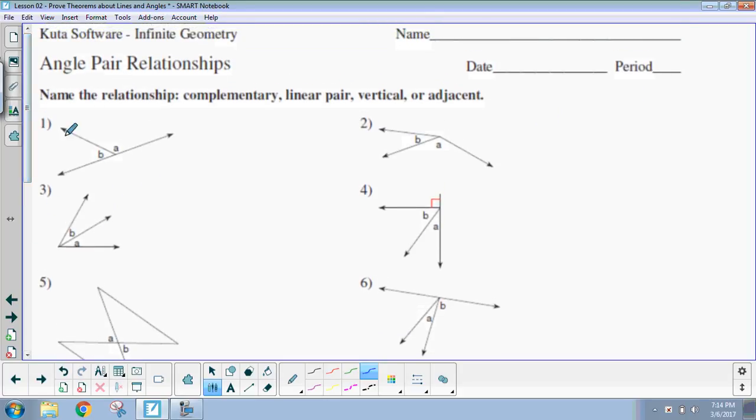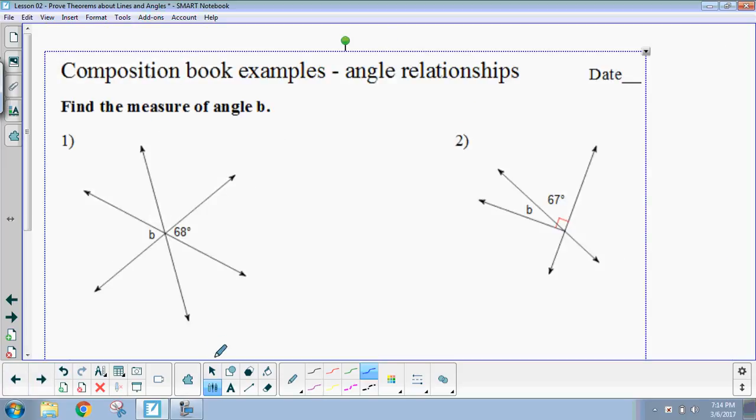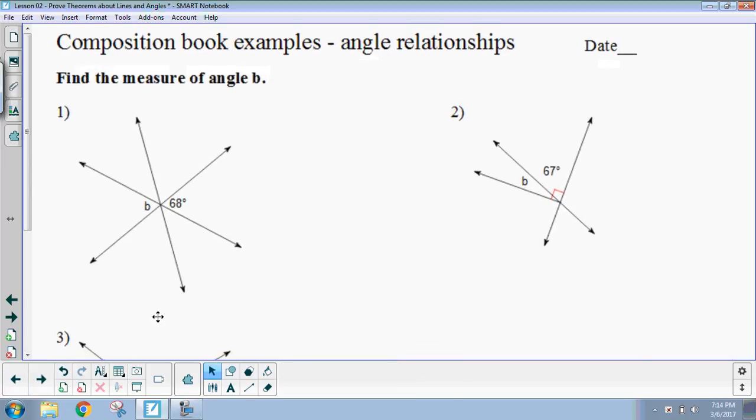I want to fill in the notes for the composition book since I know you have that with you. So I'm going to fly through this. Go to your composition book, crack it open. Take a second. If you want, pause the video.